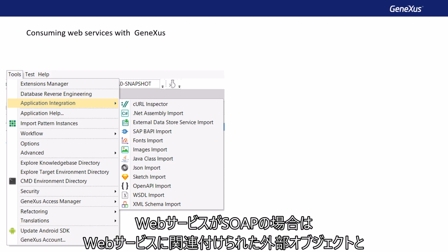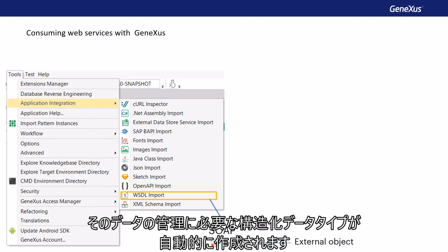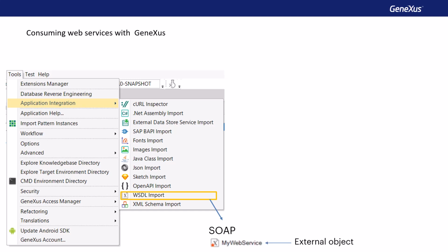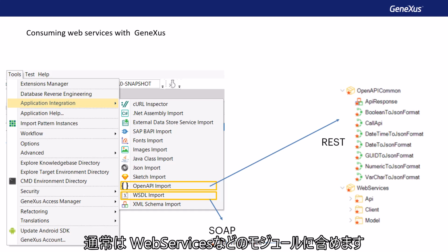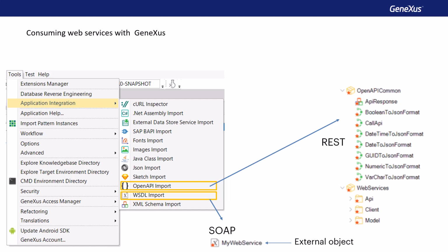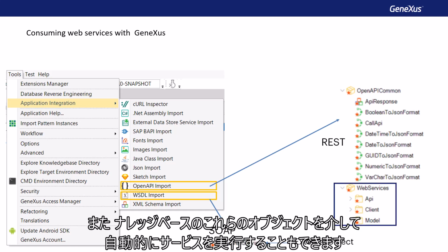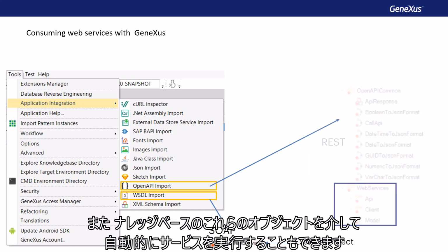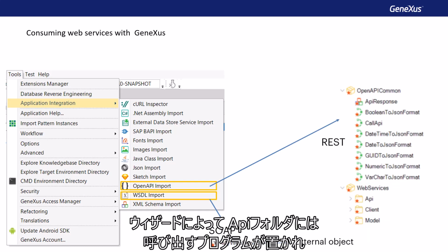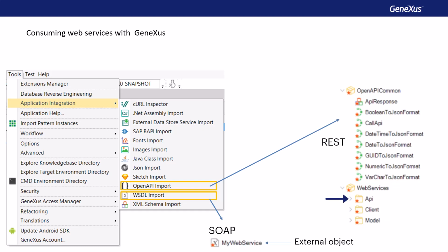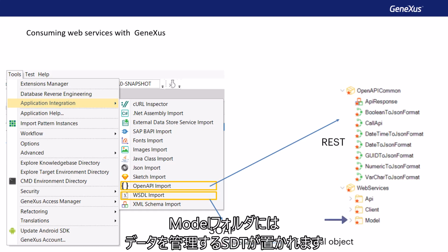If the web service is SOAP, GeneXus will automatically create an external object associated with the web service, and the structured data types required for managing its data. Otherwise, if it was REST, several GeneXus objects will be automatically created, and we'll usually include them in a module, for example, web services. Also, they will allow us to automatically run the service through these objects in our KB. The wizard will leave in an API folder the programs to invoke, and in a model folder, the SDTs to manage the data.